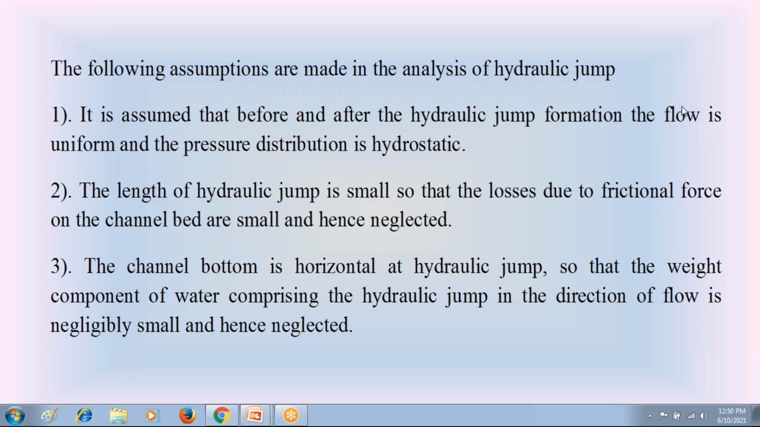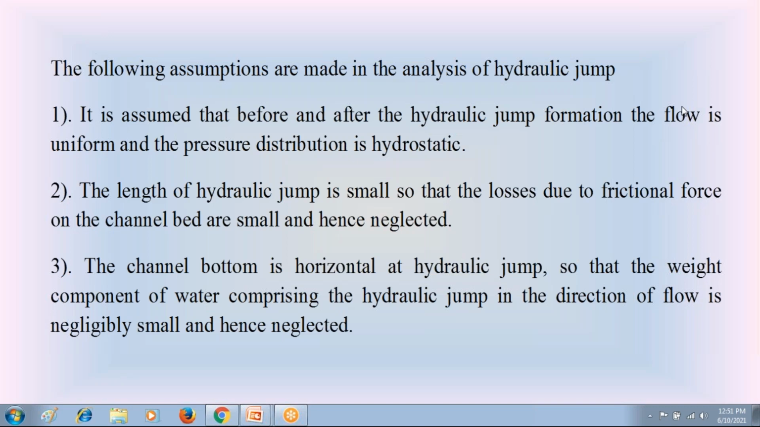In the first hour, we discussed the momentum principle, specific force. In that concept also, we neglect the friction force at the channel bottom. Same in the hydraulic jump also. At the bottom of the hydraulic jump, the channel bottom applies friction force on the hydraulic jump because the channel bottom is rough. But in the hydraulic jump, we neglect the friction force from the channel bottom acting on the hydraulic jump. That is the second assumption.